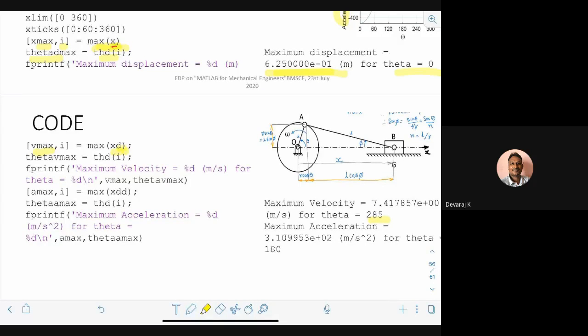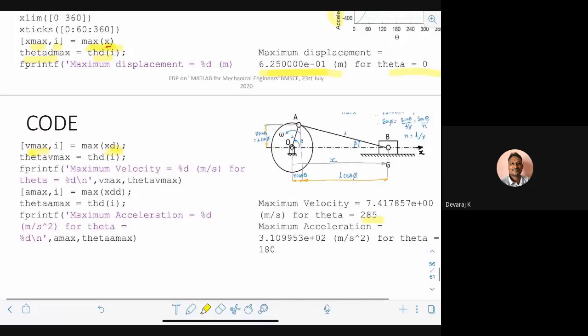Remember, if I simply say V max is equal to max of XD, you get the maximum velocity, but you will not be able to tell at what angle it is happening. If you want to know the angle, you should get two output values, not only the velocity but also the index I, that is, whether it is the 56th element in the velocity vector or the 95th element. Once you know it is the 95th element, you can look up the corresponding 95th element in your theta vector, and that will tell me it happens at 285 degrees. Remember, it has also already happened at 285 minus 180 degrees, because there are two possibilities in the mirror image of the slider crank mechanism with respect to the line of stroke.